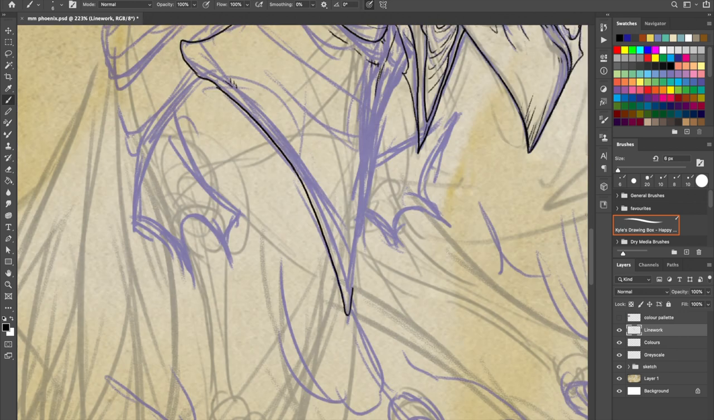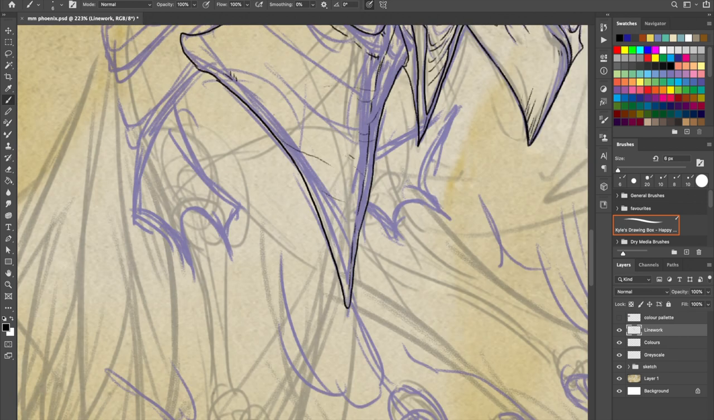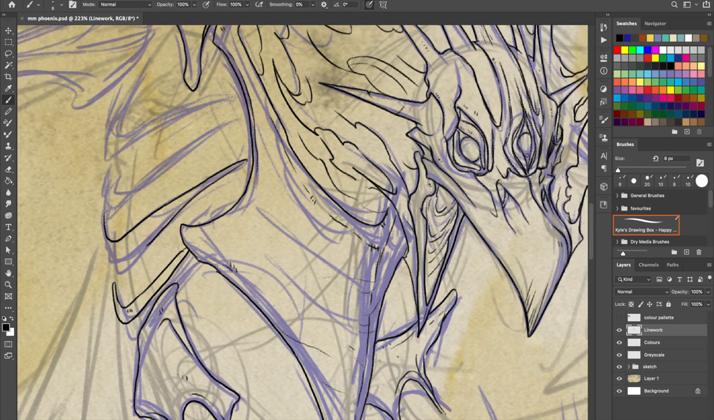Although it's likely that the word phoenix is a Greek interpretation of Egyptians talking about Bennu, another bird deity tied to the sun, creation, and the concept of rebirth.